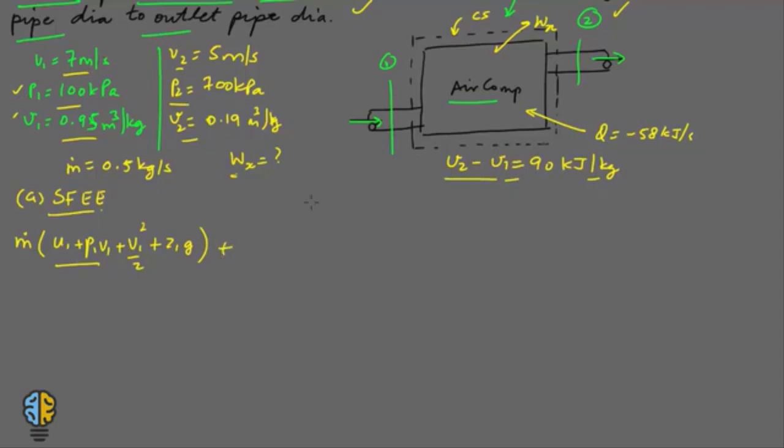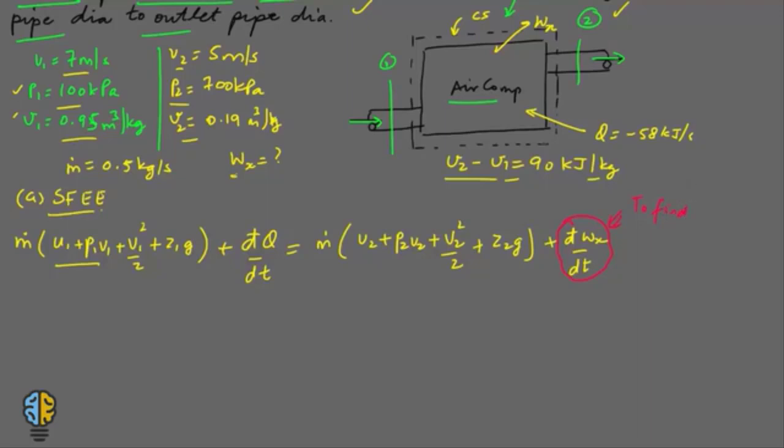plus you would write down the rate of heat transfer dQ by dt and this is equal to m dot into u2 plus p2 v2 plus V2 square by 2 plus z2 g plus you will have dWx by dt. So this is what is your SFEE. Now we need to find out this value. So this is the required thing. This is to be found out.